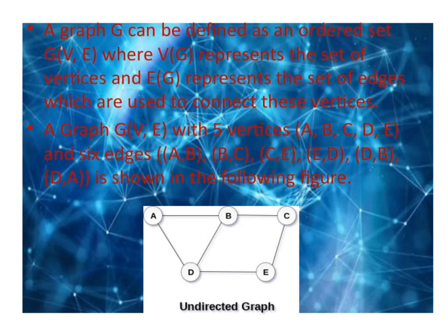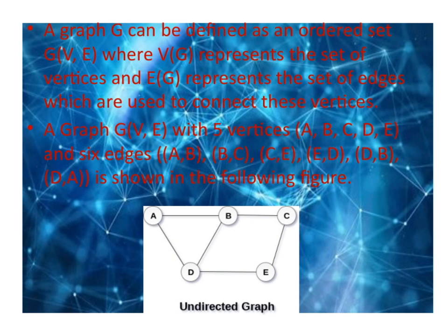Let's take a closer look at what a graph G actually represents. Essentially, it's defined as an ordered set G = (V, E), where V(G) stands for the set of vertices, and E(G) is the set of edges that connect these vertices. Think of the vertices as points or nodes, and the edges as the lines or connections that link them together.